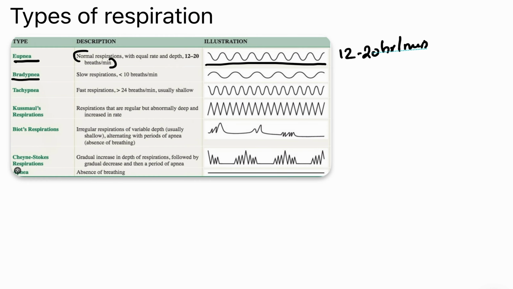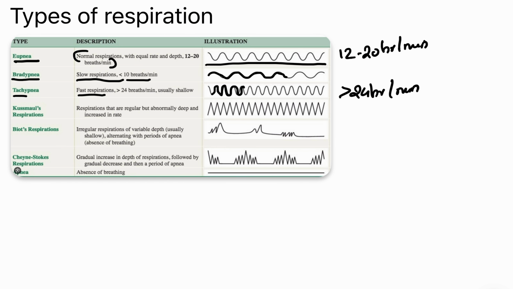Next one is bradypnea. We all know the term brady means less or slow. So bradypnea is a slow respiration, or less than 10 breaths per minute. This can be depicted in a graphical representation like this. This is bradypnea. Tachypnea is a faster respiration of more than 24 breaths per minute, and it is a shallow respiration. This is tachypnea.